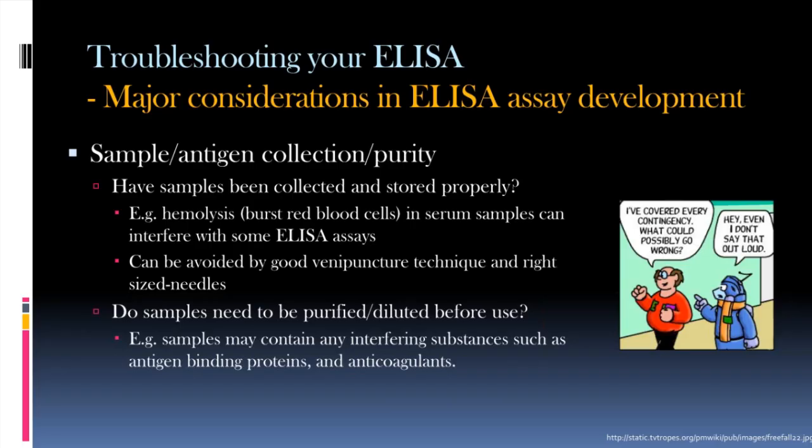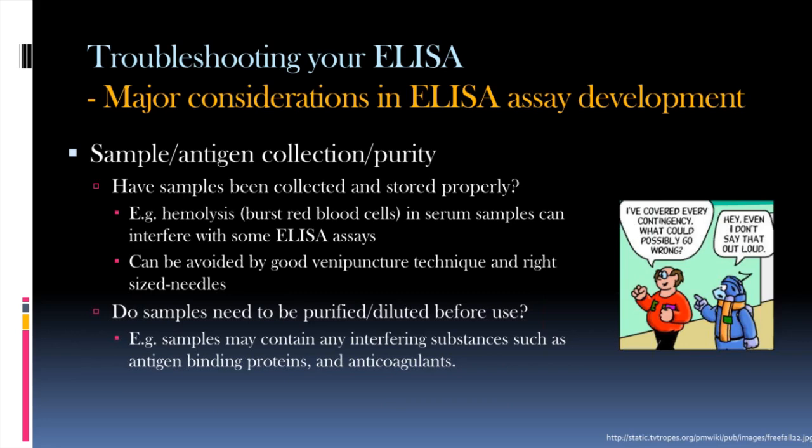The first and probably most important thing is the collection and the purity of your sample or your antigen. And so it's important to collect the samples properly and to store them properly. If you don't want your antigen to degrade, for example, it may need to be stored at -80, or it may need to be stored at room temperature. It may need to be refrigerated or frozen within a certain range of time after collecting it. The collection is also very important.